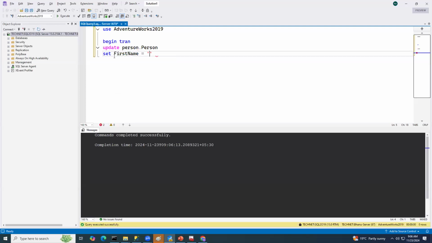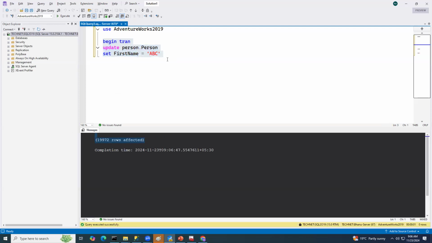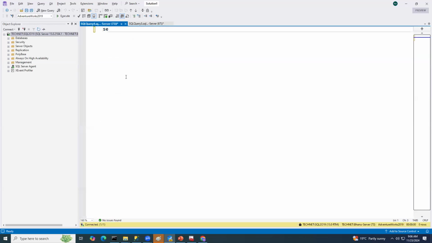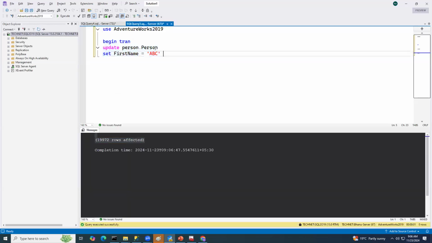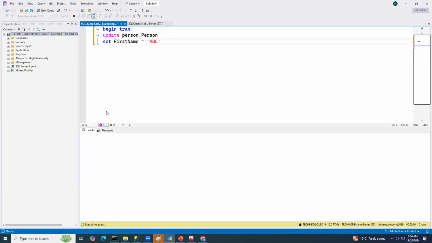Something I'm just updating. Don't worry what I'm doing here. ABC, right? So I'm just updating something, right? So these many rows are updated because I haven't used the where condition. That's fine. So next I'm executing. Let's update this, right? So this will never complete because it is waiting, right?